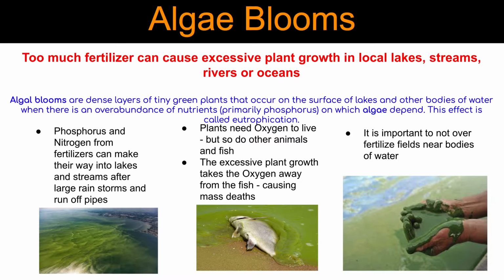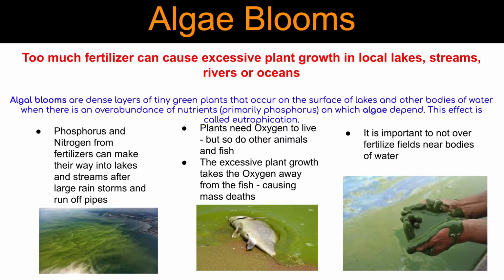Something that we talk about lots in class when we were here is algae blooms. Too much fertilizer can actually cause excessive plant growth in local lakes, streams, and rivers and oceans. Algae blooms are something that is mostly human caused because of fertilizer. Algae blooms are dense layers of tiny, thick green plants that occur on the surface of lakes and other bodies of water where there's an overabundance of nutrients, primarily phosphorus from fertilizer, on which algae depends. This effect is called eutrophication. You guys, this happens in our Alberta lakes. It's part of the reasons why our Alberta lakes are sort of gross and disgusting to go swimming in.